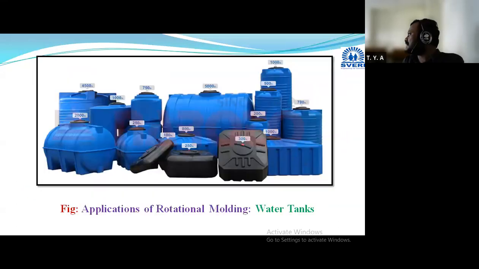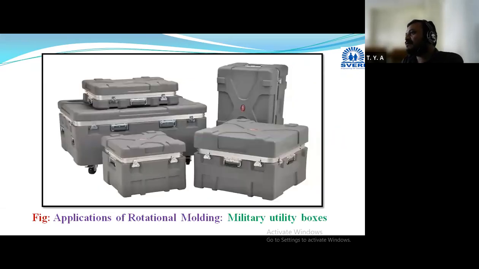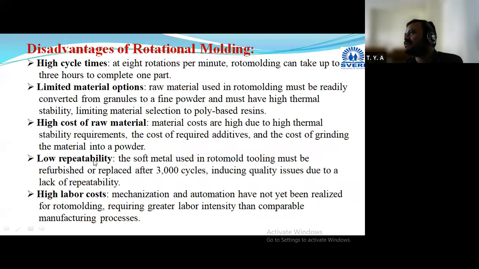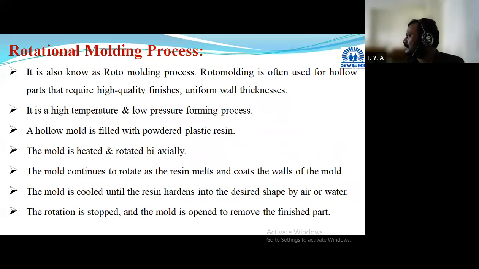So these are a few applications. The rotational molding process is used for manufacturing water storage tanks. Okay, then some military utility boxes are there. And then storage tanks for chemicals, like your urea tank. This is the gas tank or fuel tank. Okay, all these tanks can be manufactured. Now, basically, the material used for this is polyethylene. Basically, polyethylene and PVC materials are used, but nowadays silicone material can be used from the thermosetting materials. Okay.